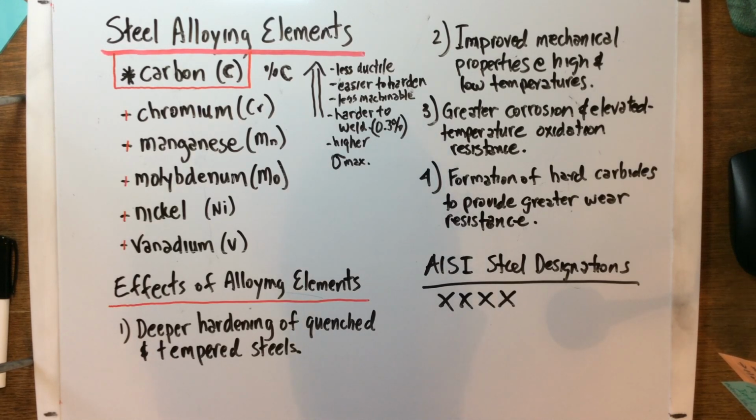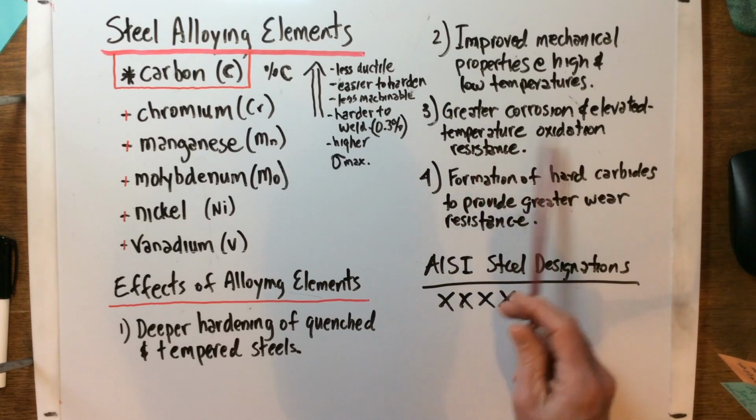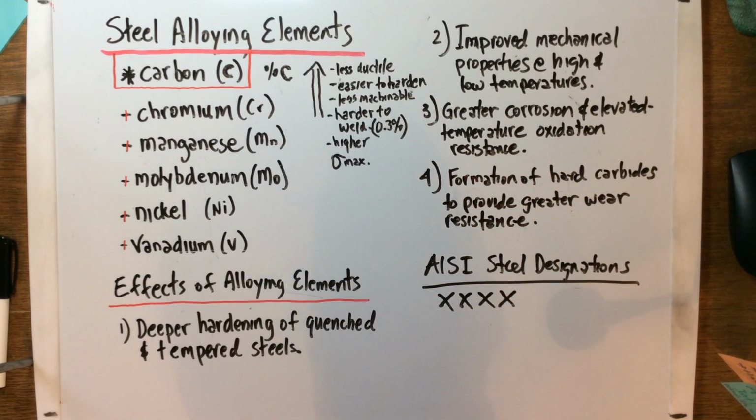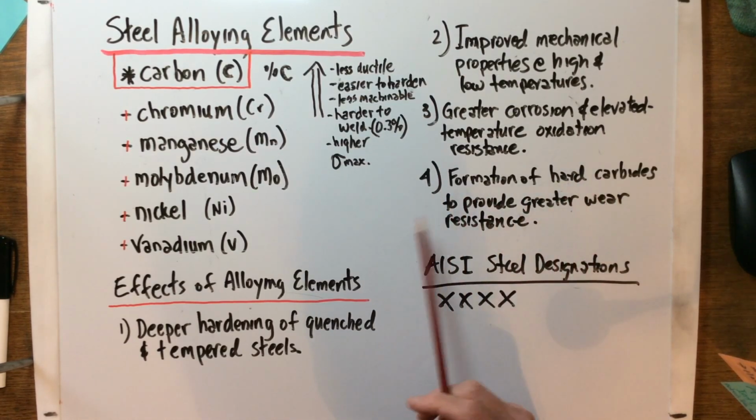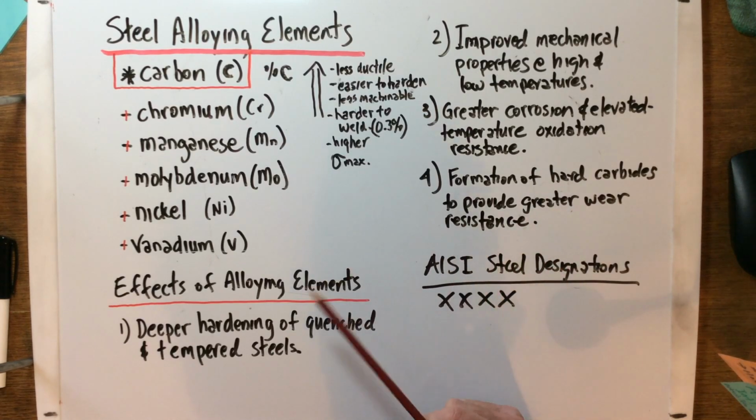So by adding some of these alloying elements, that helps to resist some of that oxidation at those elevated temperatures. So when you're heat treating something, you will always want to be aware of that and many times have some sort of controlled environment in the furnace while these steels are being heated to an austenitizing temperature. All right, the last one here is the formation of what we call hard carbides to provide greater wear resistance.